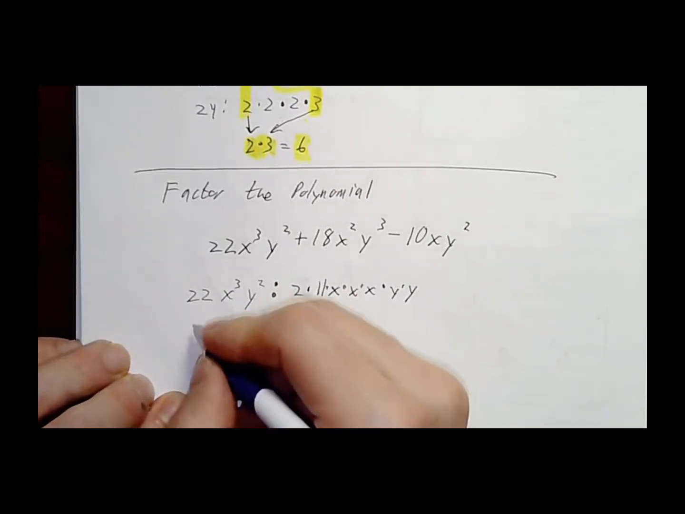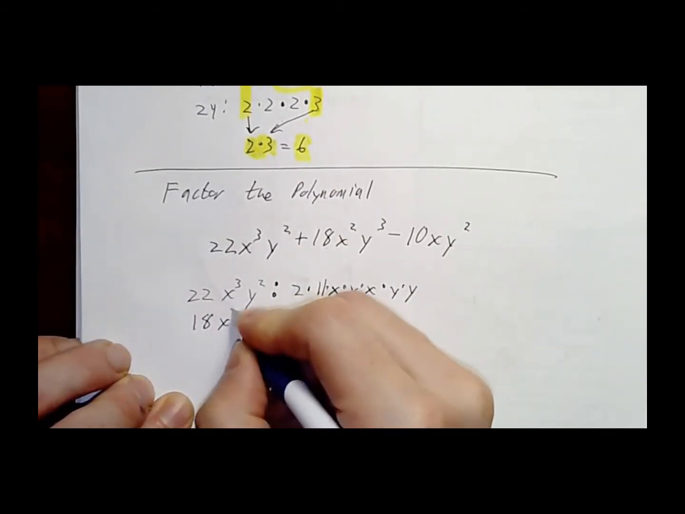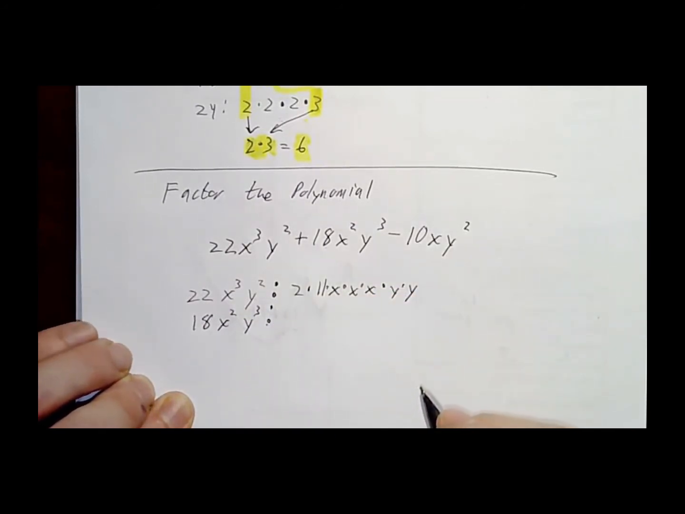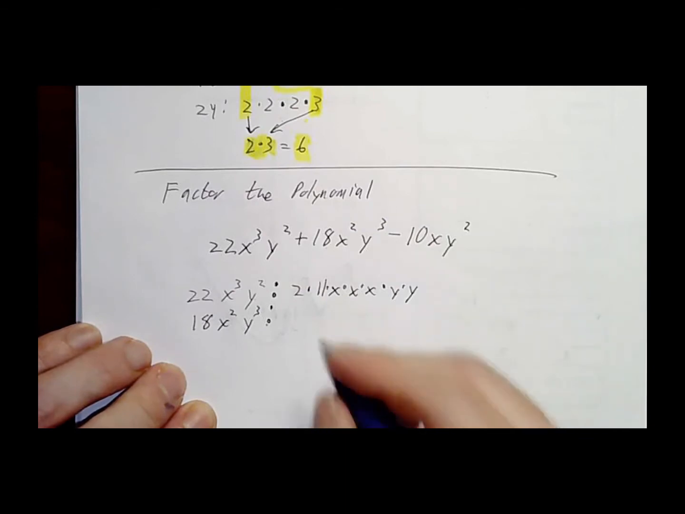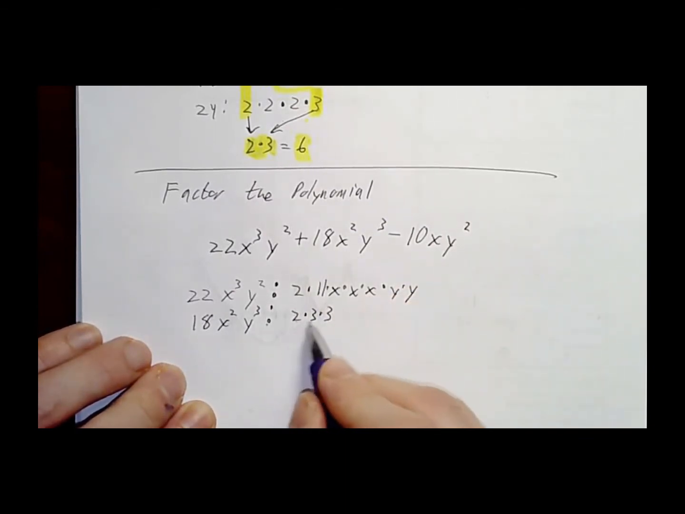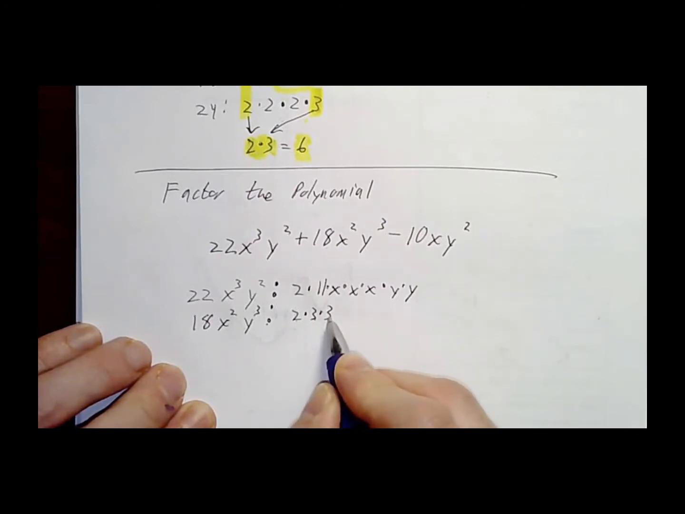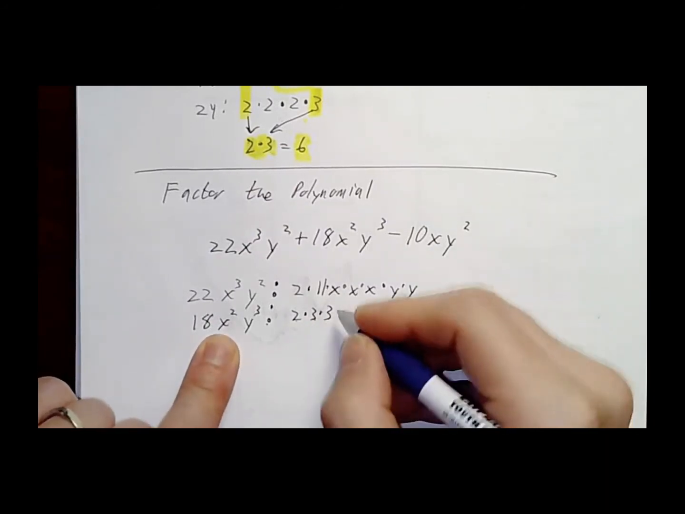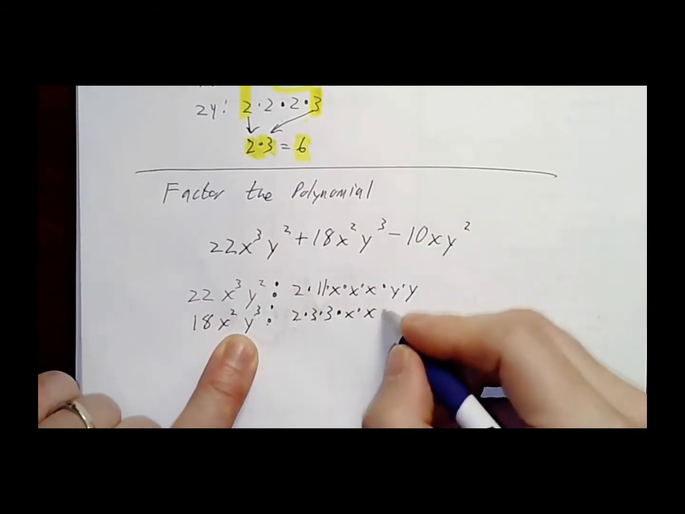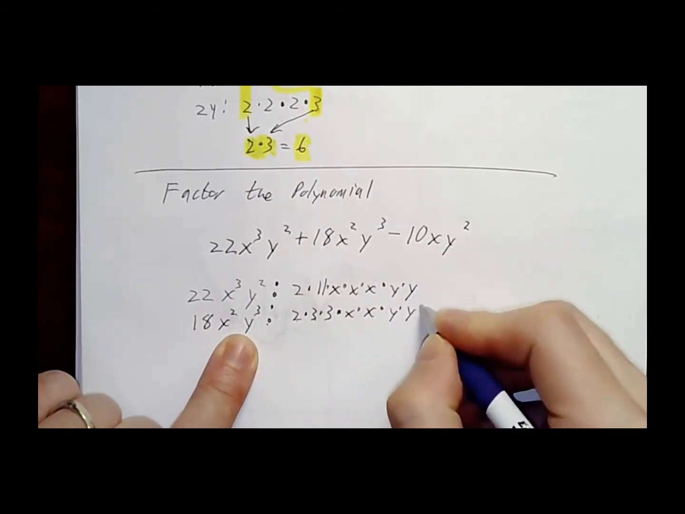Moving on to 18x squared y cubed. How do I write down 18x squared y cubed in prime factorization form? Well, that's going to be 2 times 3 times 3. So again, 2 times 3 is 6. 6 times 3 is 18. I have 2 x's, that's times x, and I have 3 y's, times y times y times y.